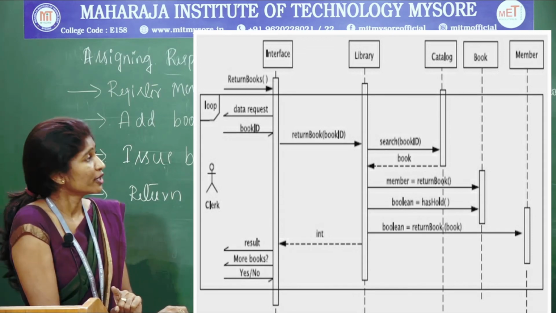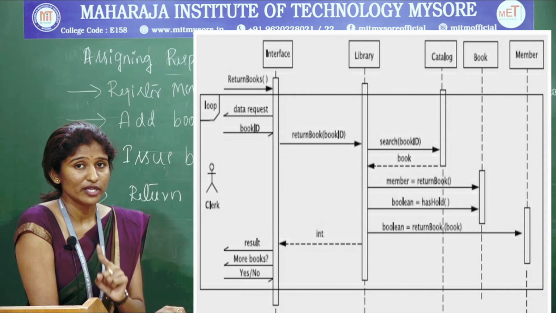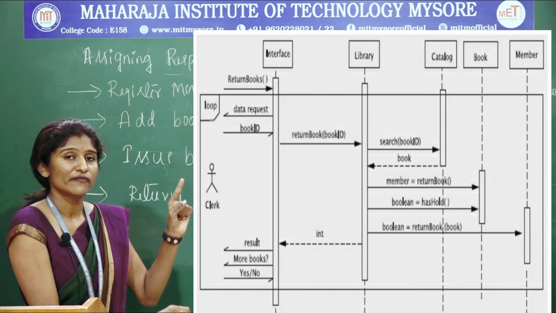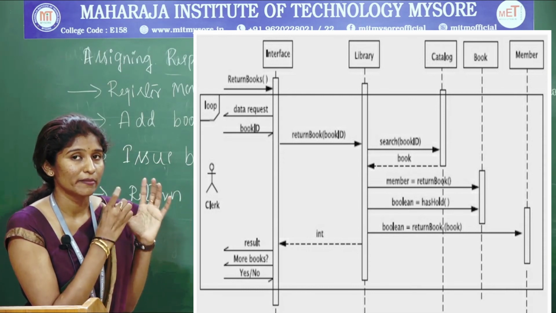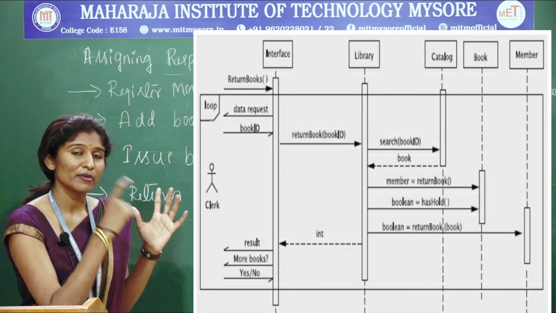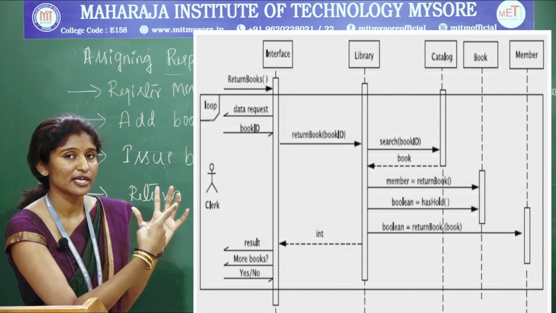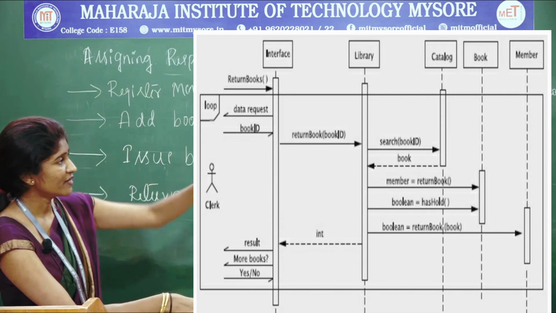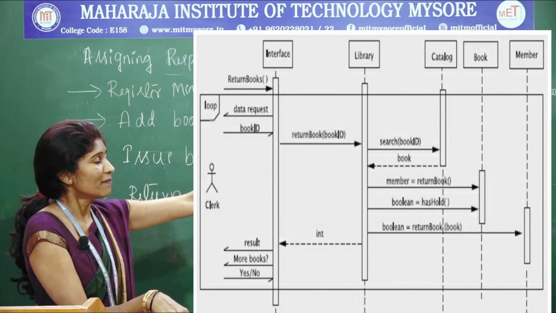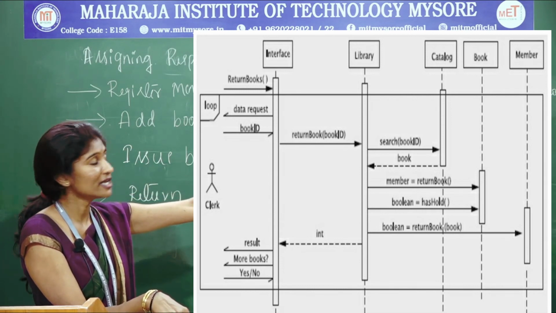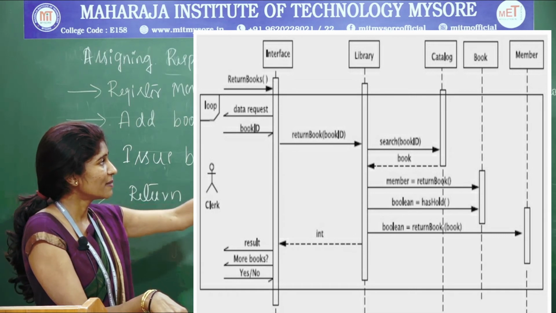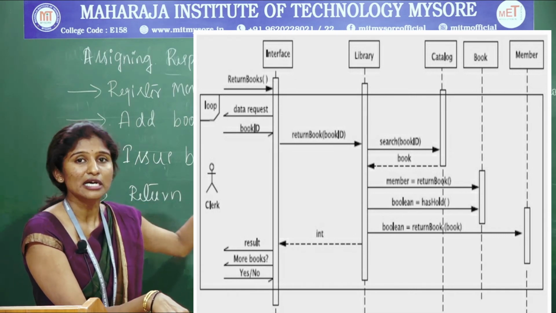When it finds the book, it is going to update the member, means after getting the book ID, it is going to map that book ID with the member to whom that particular book was issued. So it is updated with a member field. The member will be having IDs there, right. That ID will be matched with the particular book ID entered by the clerk.